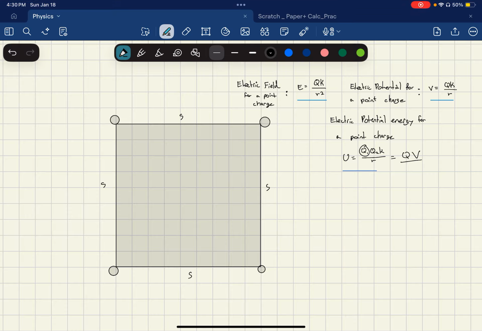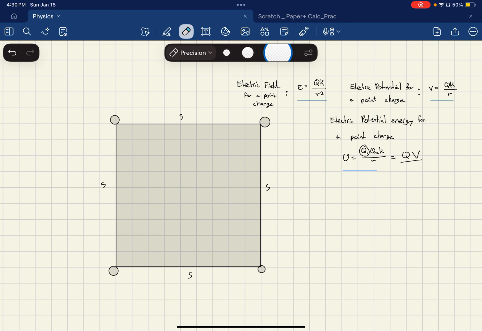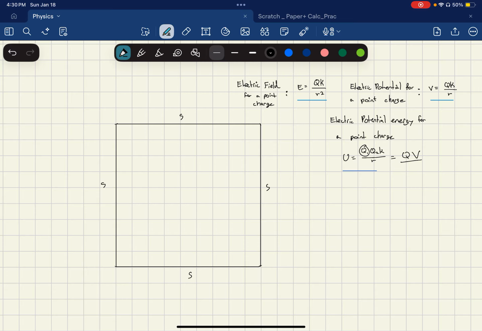To deal with this, we actually have to go back in time. So let's say what we did is we brought all these charges from a faraway place and then calculated the potential energy each time we brought a charge. I'll show you how to do that. Just erase these real quick.